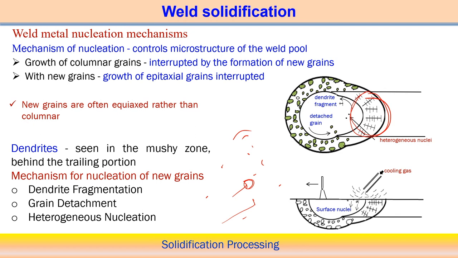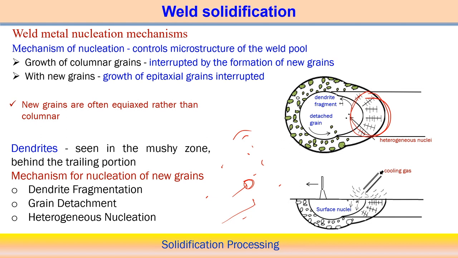So that fragmented dendrite is transported to some other positions, and it helps to create the new grains. So from the dendritic fragmentation the new grains are usually formed with the minimum amount of the energy barrier that we observe in case of the heterogeneous nucleation process.